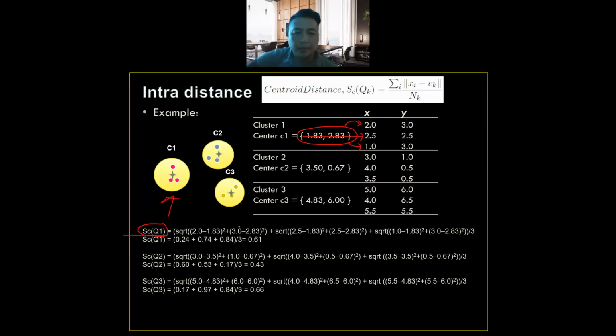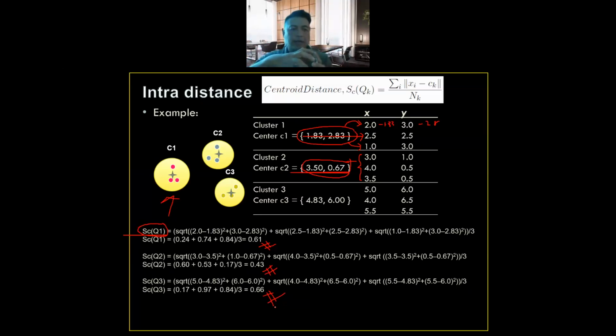Okay. So basically we take 2 minus 1.83 and then 3 minus 2.83 and so on. So we get all the calculation. So this is the compactness of cluster 1. We repeat for cluster 2. So meaning that we are looking at the differences between these two, all these members. And take the square root, we get 0.43. And then for cluster 3, we have this. Okay, now we have all the values that we wanted to have.